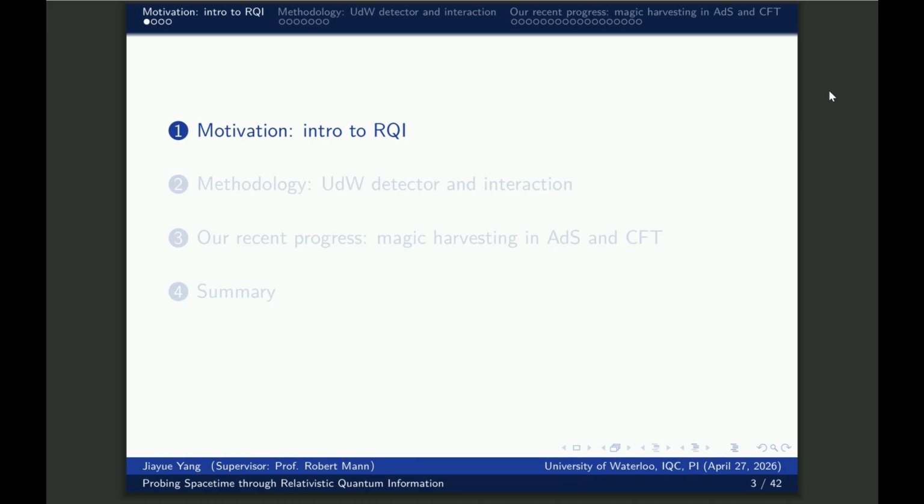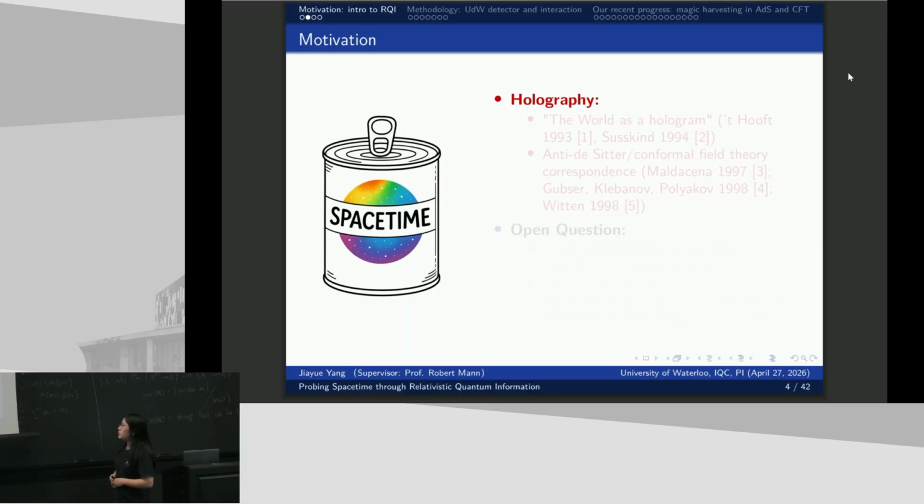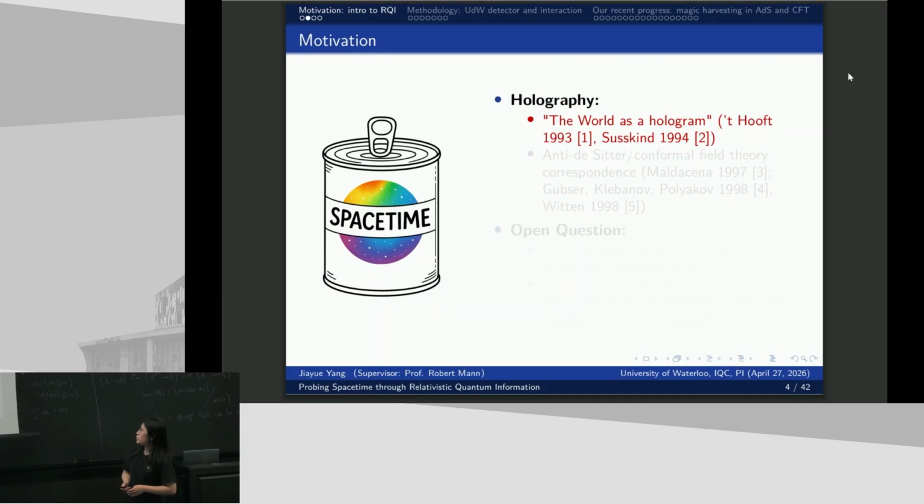So let's move on to the first part, motivation. As we know, holography is a very important principle in modern physics, and it can be traced back to 1993 and 1994 by 't Hooft and Susskind, who asked the question, what if our whole universe is a hologram? And the main idea of the holographic principle can be understood as follows. All the degrees of freedom in the bulk, or all the ingredients in the bulk, can be encoded in a lower dimensional boundary. So you can imagine a can of tomato soup.